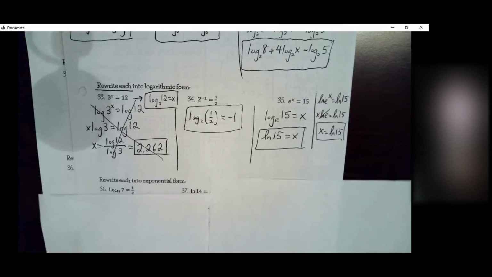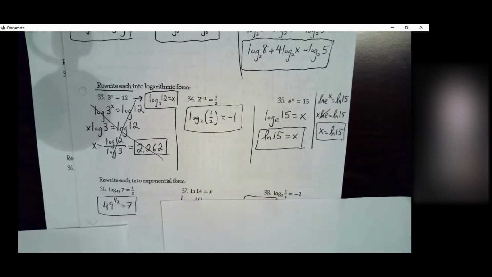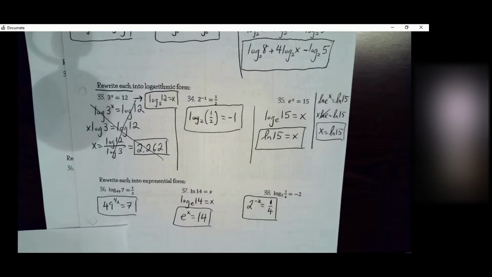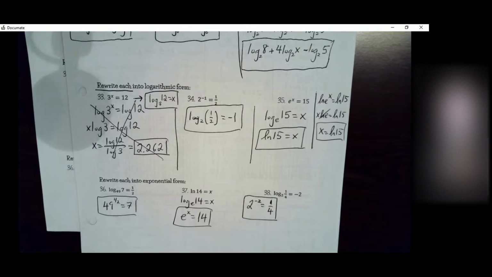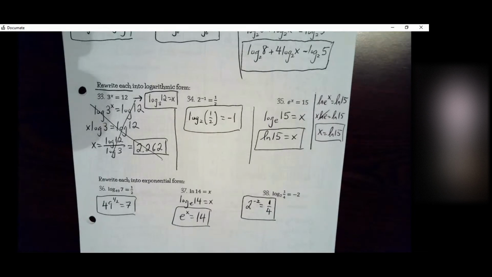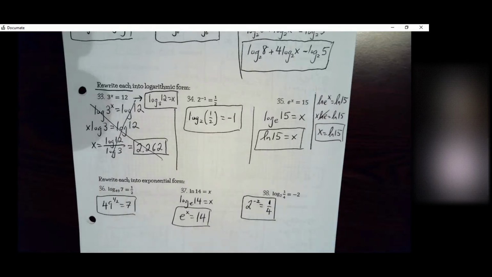Okay, 49^(1/2) equals 7. Mm-hmm. e^x equals 14. 2^(-2) equals 1/4. Mm-hmm. Okay.